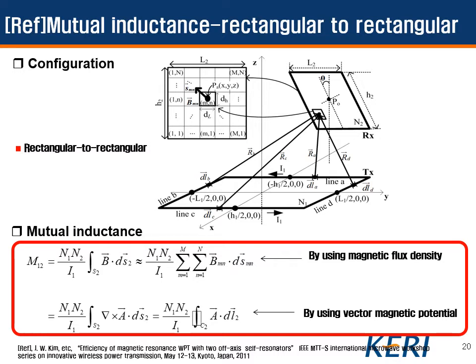First, I will show two rectangular wires which are arranged at arbitrary angles. The mutual inductance can be calculated as follows. M12 is that. There are two methods. The first method is to use magnetic flux, Bm, and the DSM. And the second method is to use vector magnetic potential. The detailed derivation is referred to in the reference here.